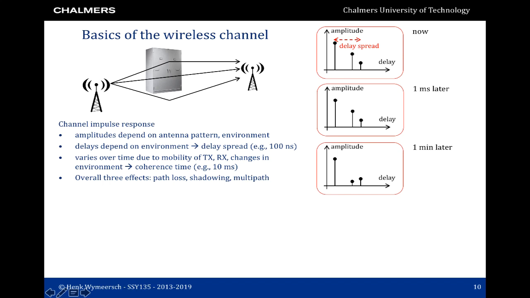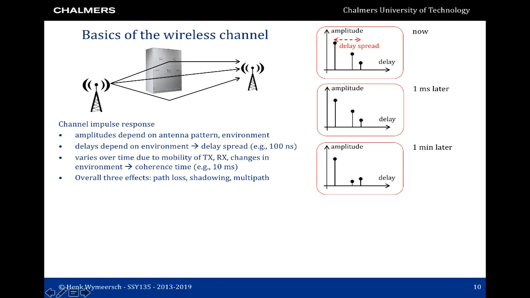The channel impulse response, so the values here, these amplitudes, depend on the antenna pattern and the environment, so the specific properties of the objects. The delays here in the delay domain also depend on the environment, with typical values of the delay spread being on the order of a few hundred nanoseconds. Okay, so recall that the delay spread is the time between the first path, here the line of sight path, and the last path, say the ground reflection.